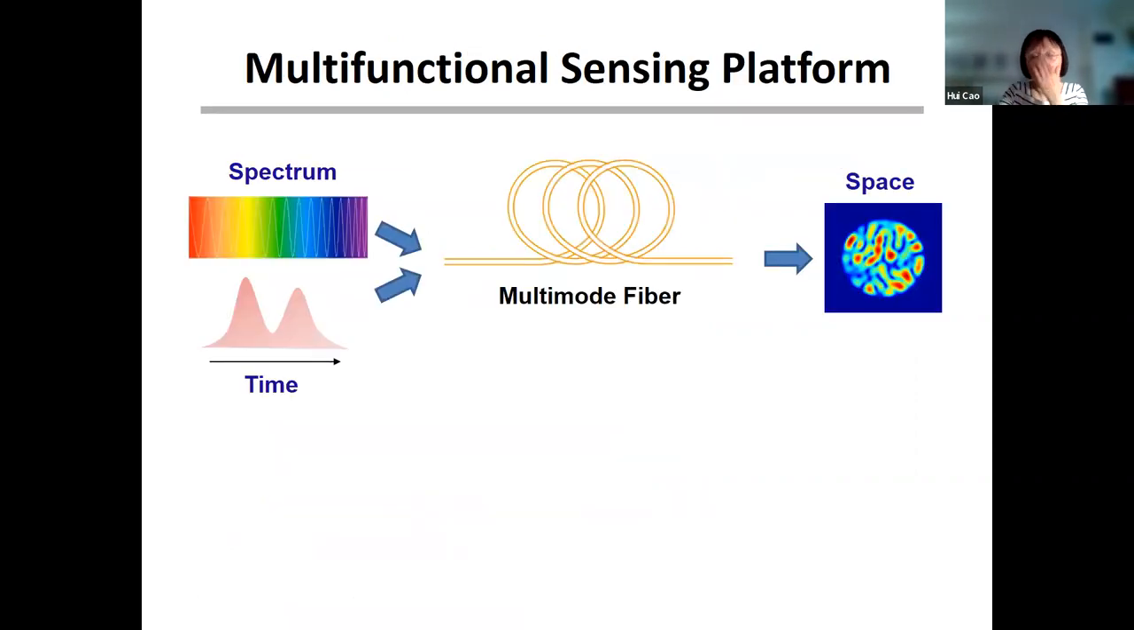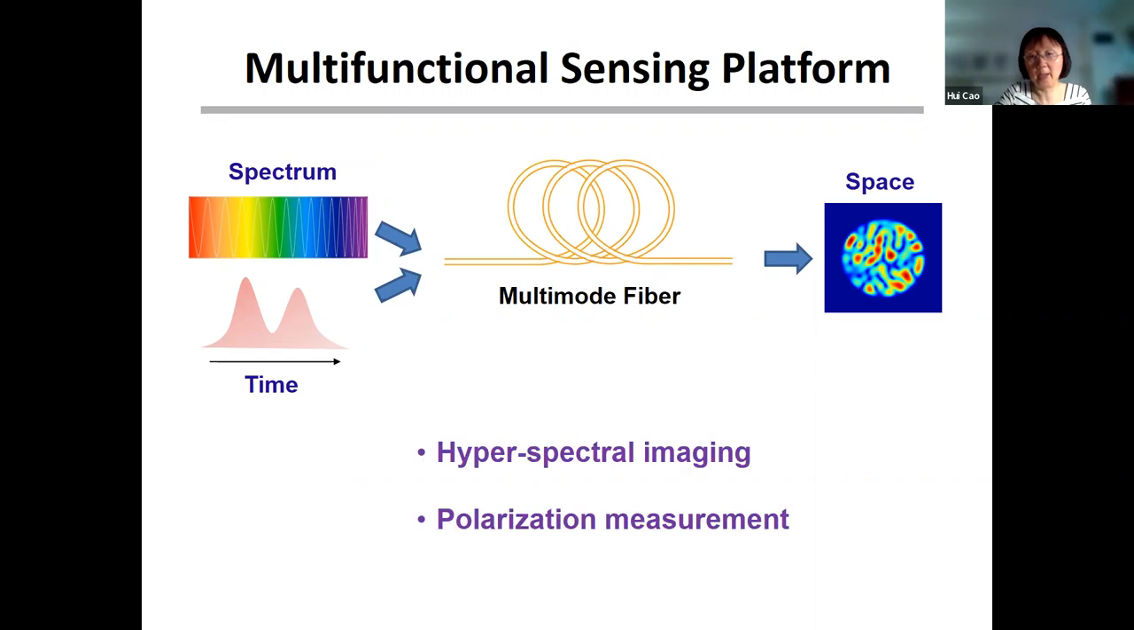Finally, to conclude, multimode fiber is a complex system. It couples the degrees of freedom in space, spectrum, time, and polarization all together. So it allows us to do spectral measurement, temporal measurement, hyperspectral imaging, and polarization measurement. This is really a multifunctional platform for sensing.